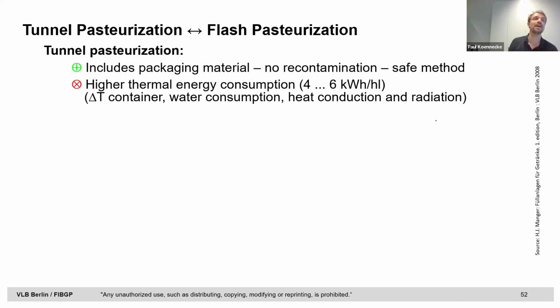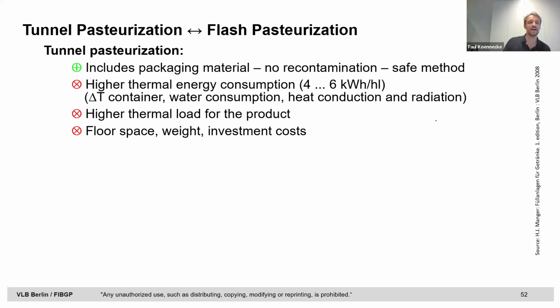But you have a higher thermal energy consumption. You have to heat up the container. You have a higher water consumption. And everything in terms of this is worse. You will get a higher thermal load in your product, and you just have way higher investment costs, way higher costs in keeping your machine clean. It requires a lot of space. A tunnel pasteurizer is so heavy that you really have to think about the statics of the house where your filling lane is, and probably it's on another floor and not initially built for that.